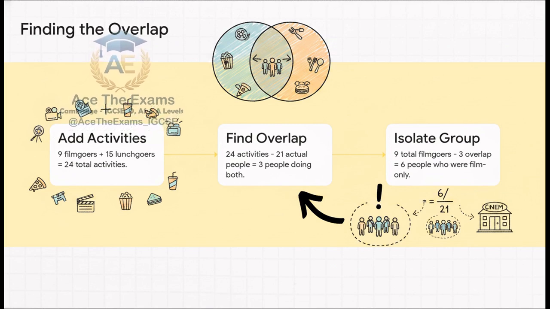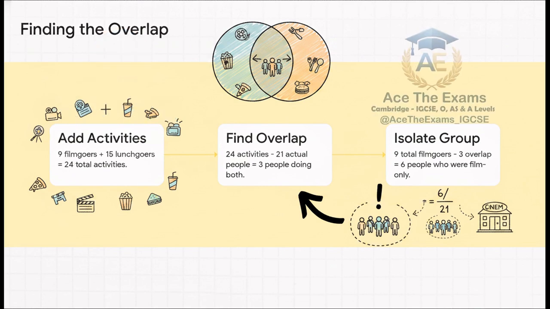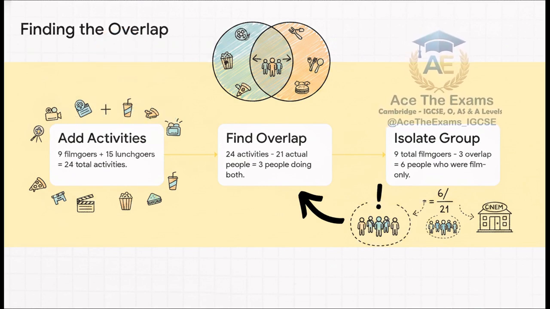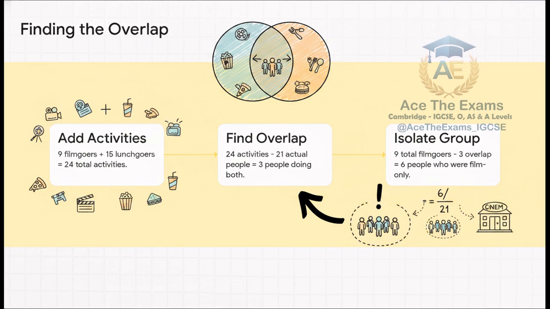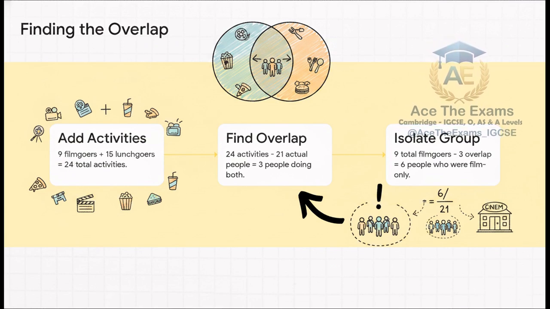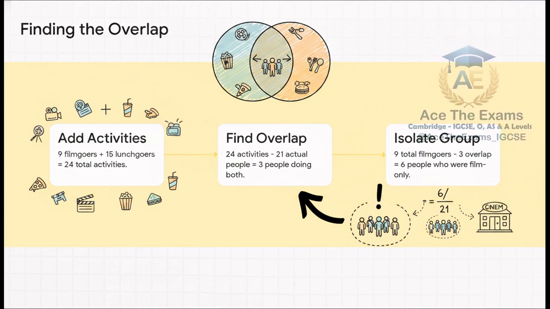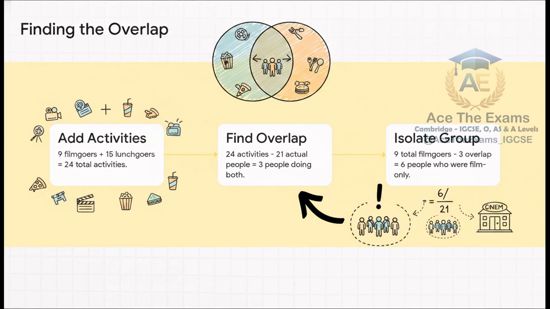They saw the film and they grabbed lunch. Now for step 3. Isolate the exact group we want. We take the 9 total filmgoers and subtract the 3 who also got lunch. That leaves us with exactly 6 people who were film only. So if you're asked for the probability, that leaves exactly a 6 in 21 chance of picking someone who only went to the cinema.